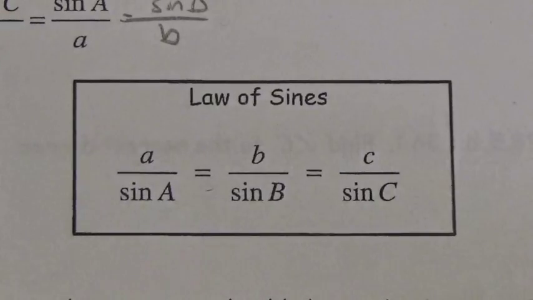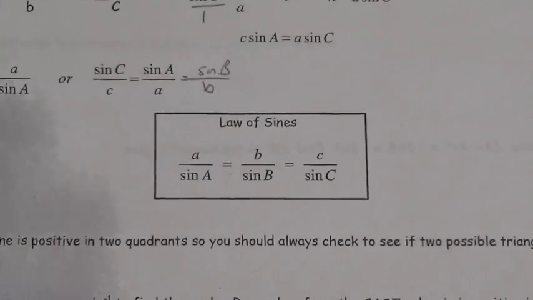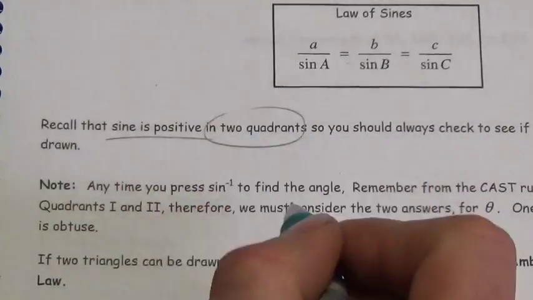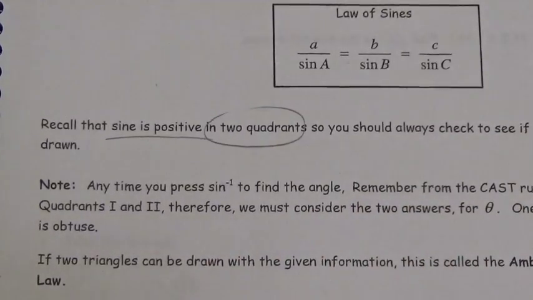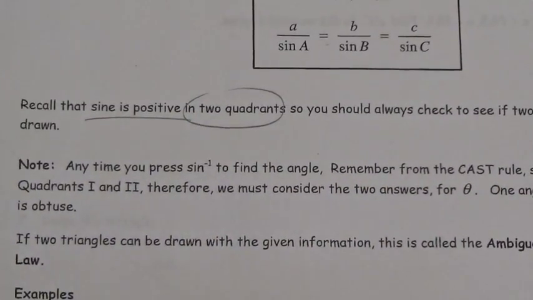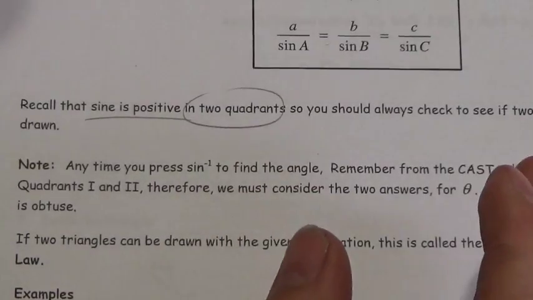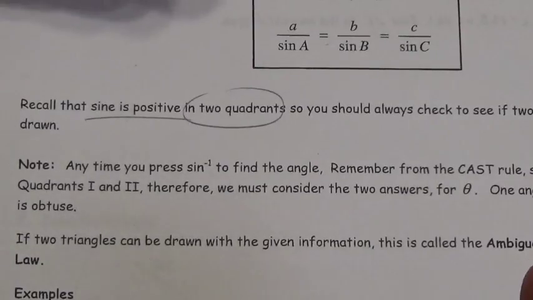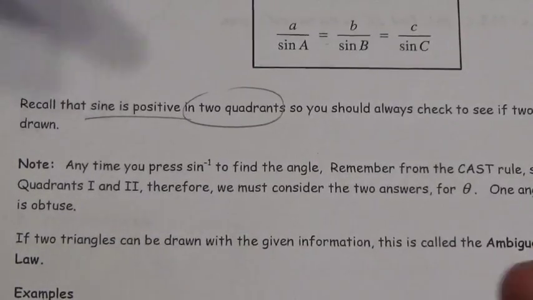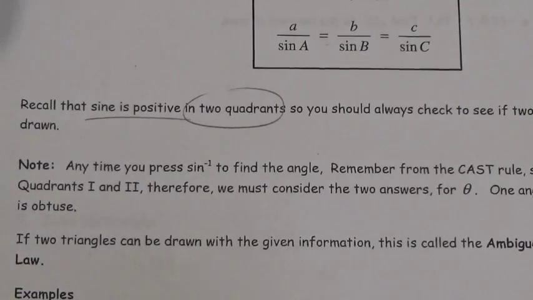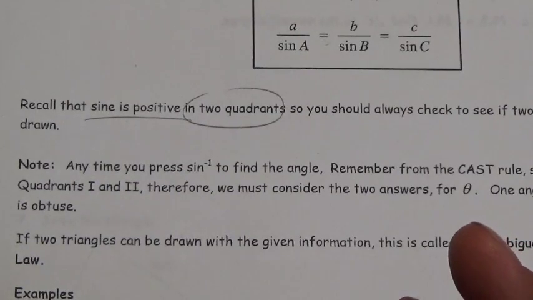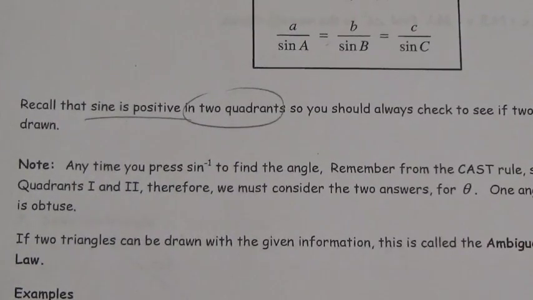Now, this particular rule does come with a little issue, a little problem here. Remember, sine is positive in two quadrants, quadrants 1 and 2. If you've got an angle in quadrant 1, that's an acute angle. That's not a problem at all. If you've got an angle in quadrant 2, that's an obtuse angle, which is also not a problem. It is totally possible to have a triangle that's got an obtuse angle in it. Now, if it does, it's only got the one angle.